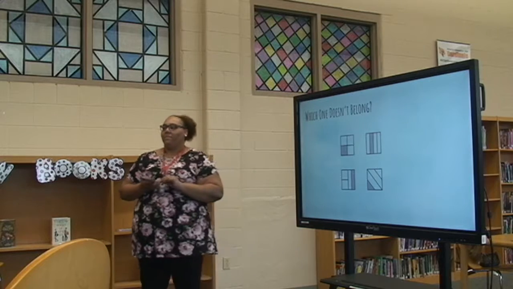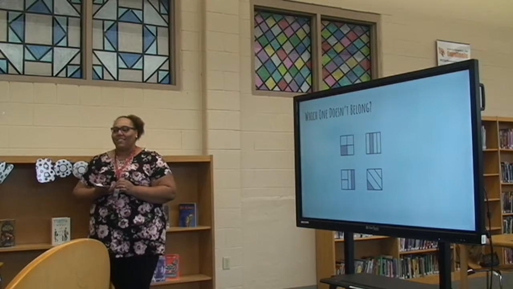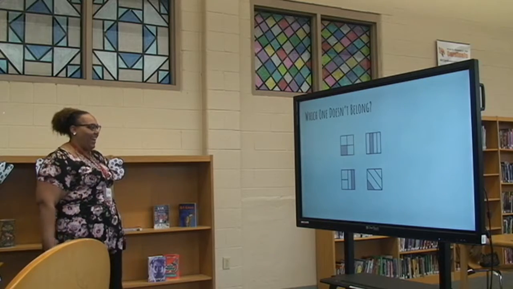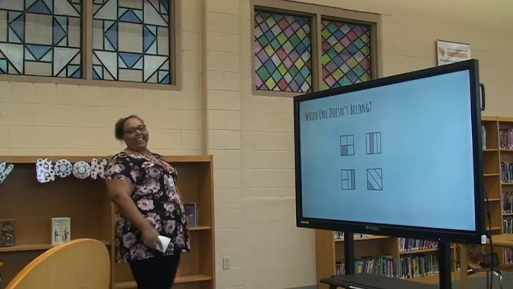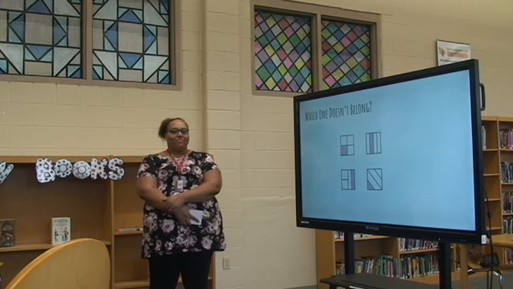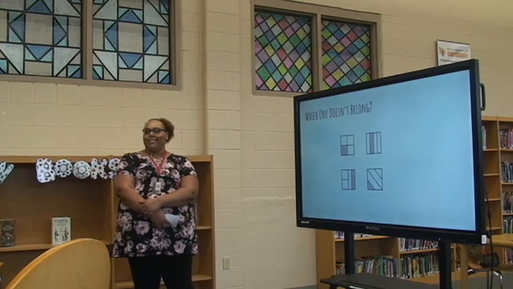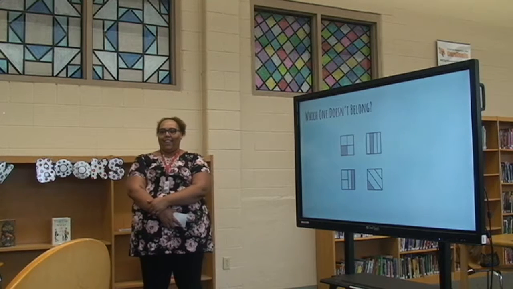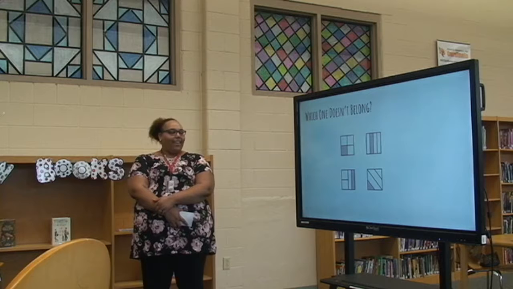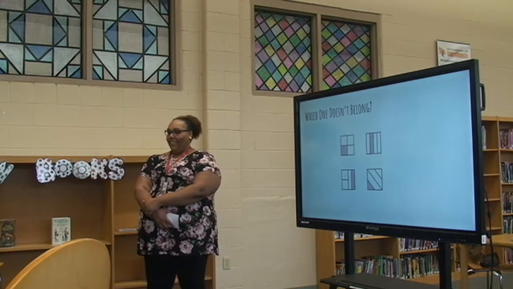What about this one? Don't say, oh no, yet. I got a good one coming for you. Which one does not belong? I got an answer. The bottom triangle one, because it has 3 sides, and each of the other ones has 4 sides. Okay.